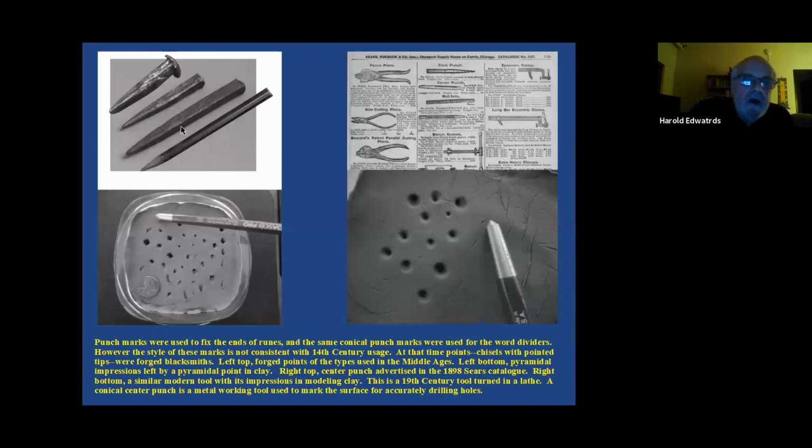These chisels illustrated at the top here are the types of pointed chisels that were used in the Middle Ages. These are called points. They were used in Roman times as well. You notice that they're faceted pyramids, and they leave pyramidal tool marks in the stonework. The illustration at the top right is from the 1898 Sears and Roebuck catalog for a center punch.